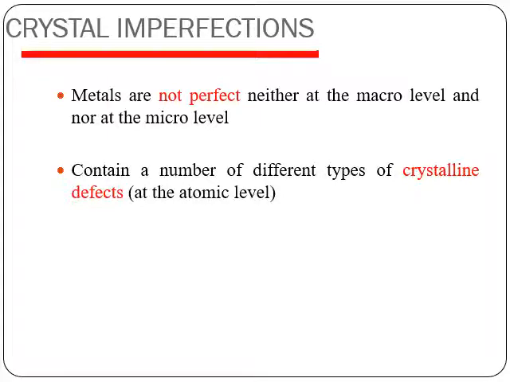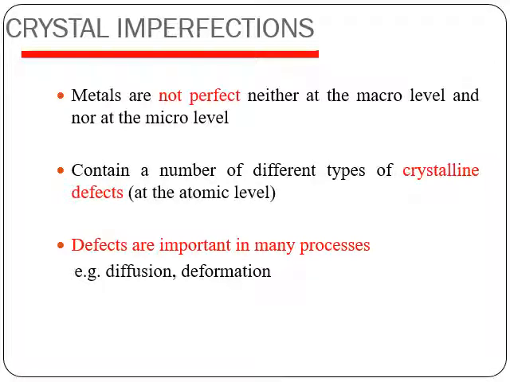A defect in a metal is something like a mandatory feature. Defects are important in many processes, as I said. Whenever we create an alloy or modify a property, these defects play an important role in manipulating the properties of metals.